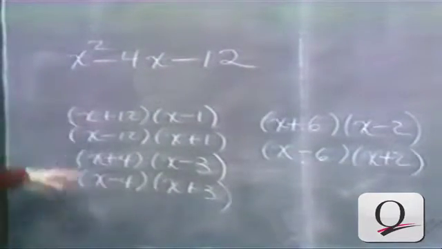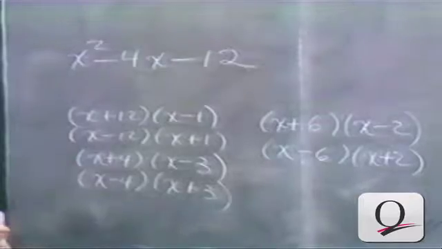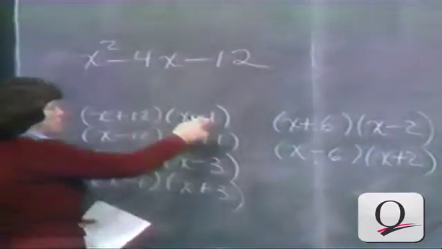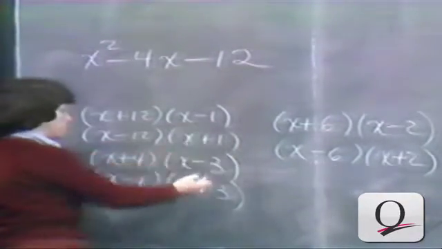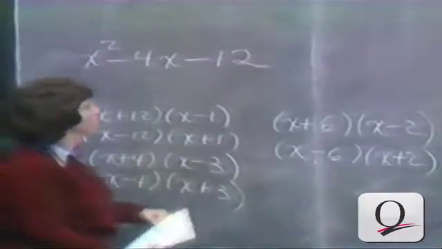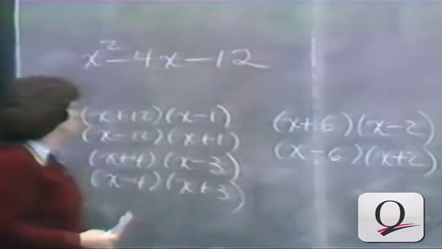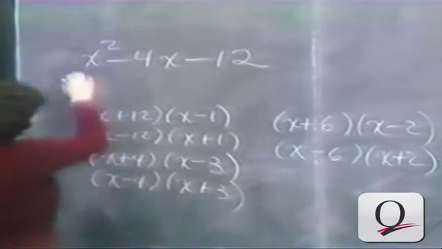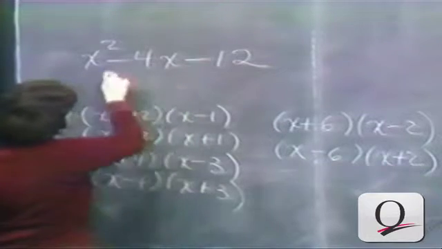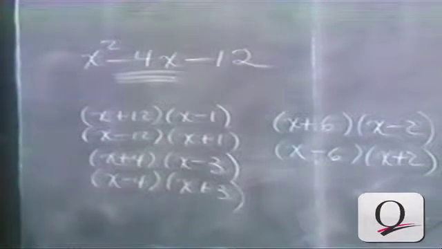I am looking to have the first terms multiplied to the x squared. In each case, they do. The last terms multiplied to the minus 12. Now, how can I get minus 12 in the integers? Plus 12 and minus 1, or minus 12 and plus 1. Plus 4 and minus 3, or minus 4 and plus 3. Plus 6 and minus 2, minus 6 and plus 2. Okay, so all of them give you the x squared and the minus 12, and it's up to you to look for the ones that are going to give you the minus 4x in the middle.